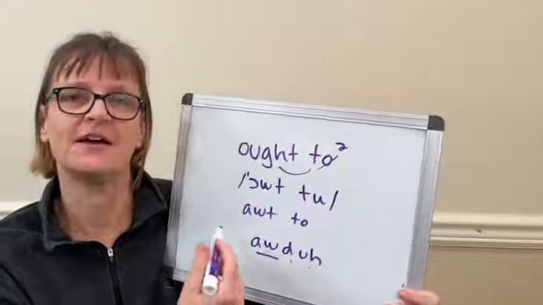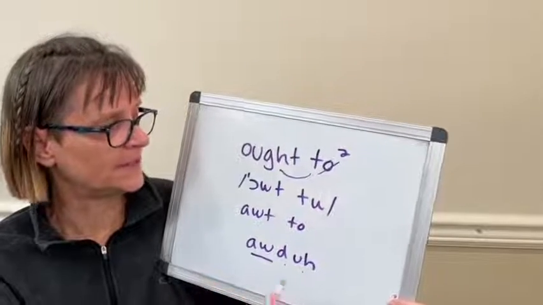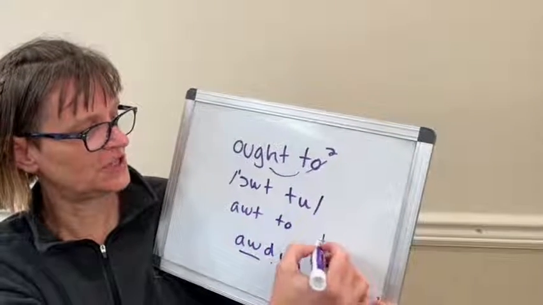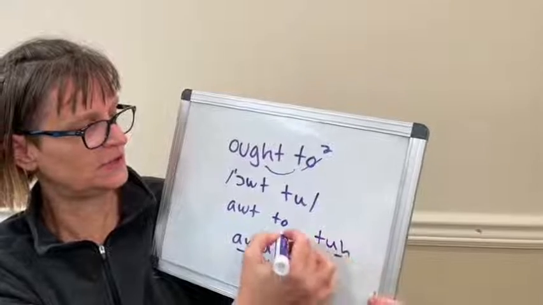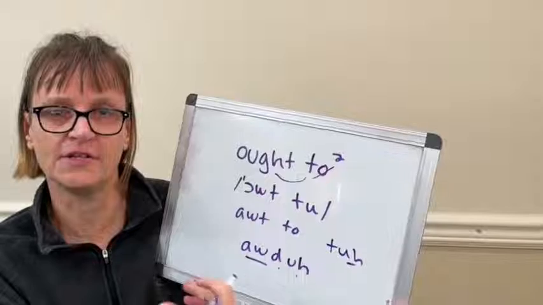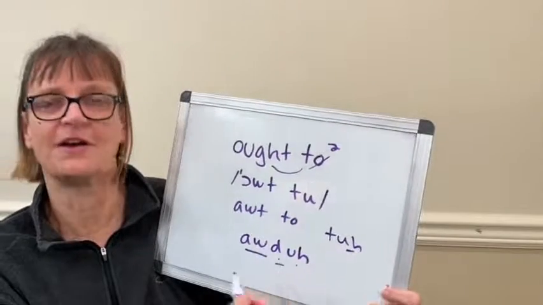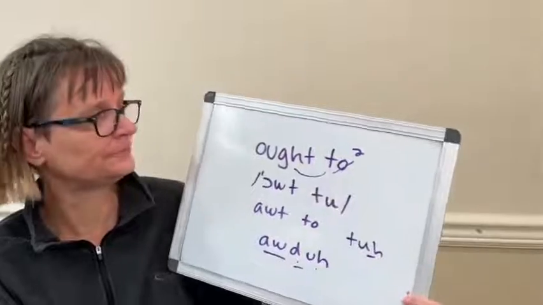You can also say I ought to, and that's also correct. So if you're changing to reducing the to a t, ought to, I ought to, you can either do ought to, I ought to go, I ought to tell her, or you can do oughta, I oughta tell her, I oughta go.